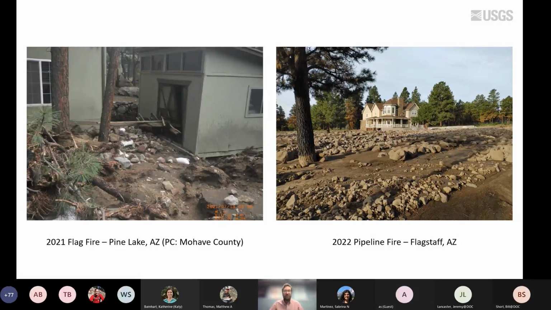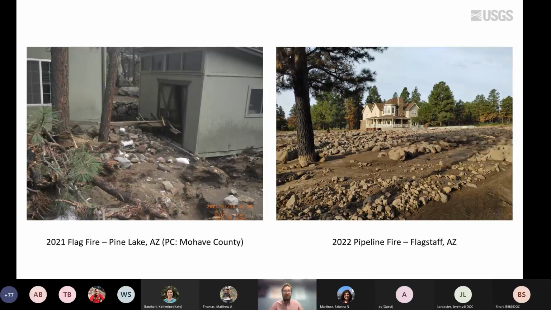So we have here two examples from debris flows that occurred in northern Arizona in the past couple of years. On the left, we can see a structure that was damaged by a debris flow that occurred following the 2021 Flag Fire just outside of Kingman, Arizona. And on the right, we can see a property that was impacted by a post-wildfire debris flow following the 2022 Pipeline Fire. So while this region doesn't have the long, frequent, well-documented history of post-wildfire debris flows like Southern California, we are seeing an increase of debris flows that are impacting downstream infrastructure in other regions of the Western United States.